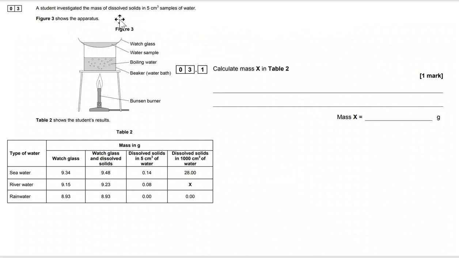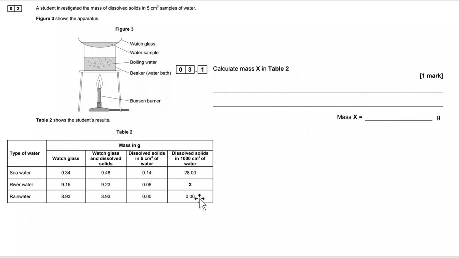We have a student who investigated the mass of dissolved solids in 5 cm cubed samples of water. We've got seawater, river water and rainwater. We have the mass of the watch glass, which is slightly different each time, and the mass of the watch glass and dissolved solids. The important thing is that we look at the mass in 5 cm cubed of solids, and then we're going to calculate the mass of solids in river water in 1000 cm cubed. We can see there is a ratio that we're working on.